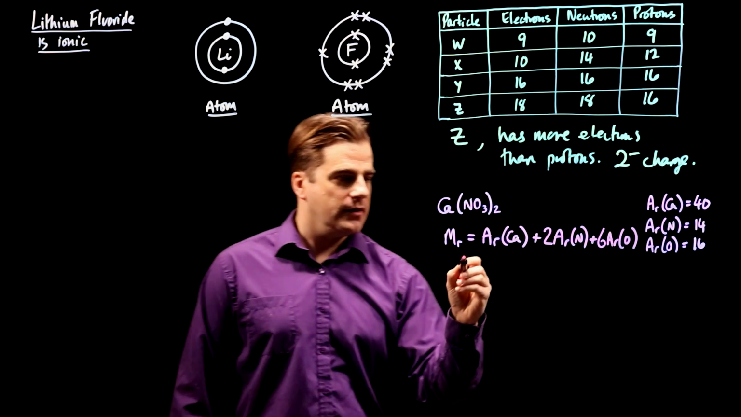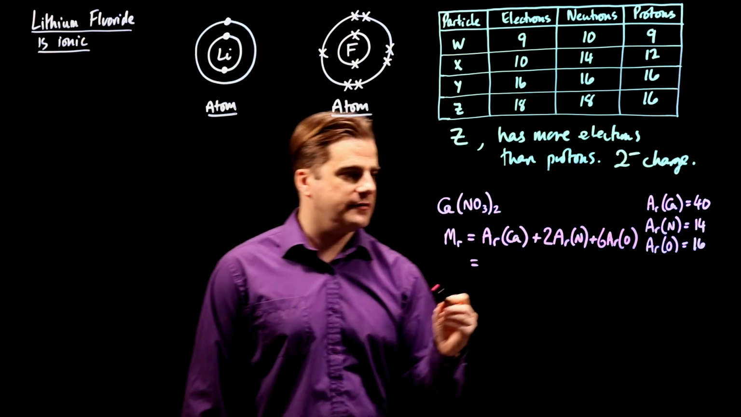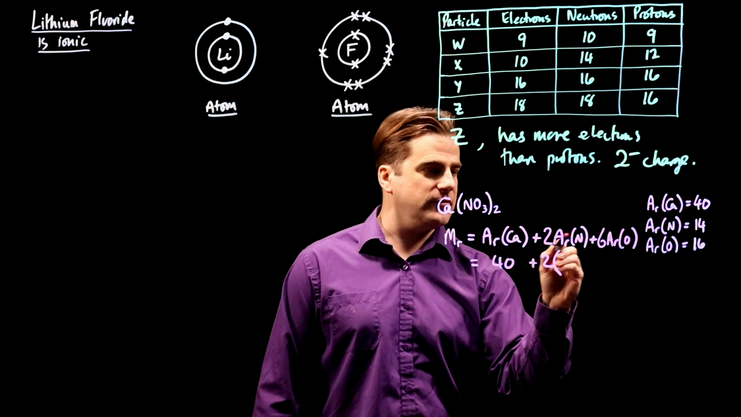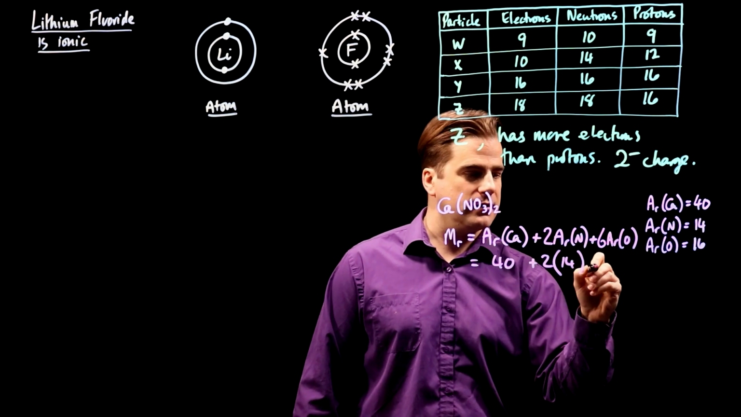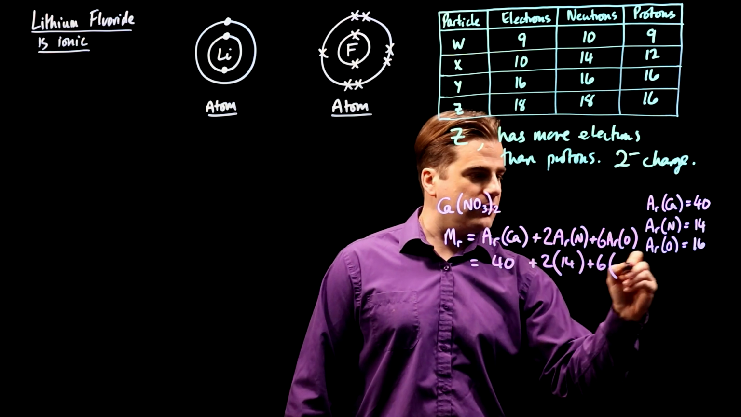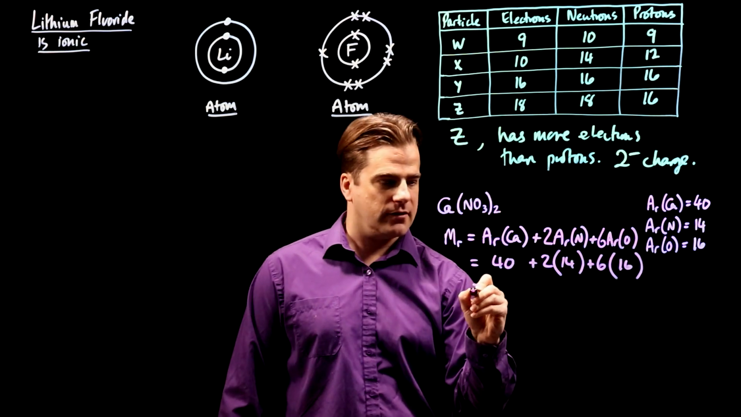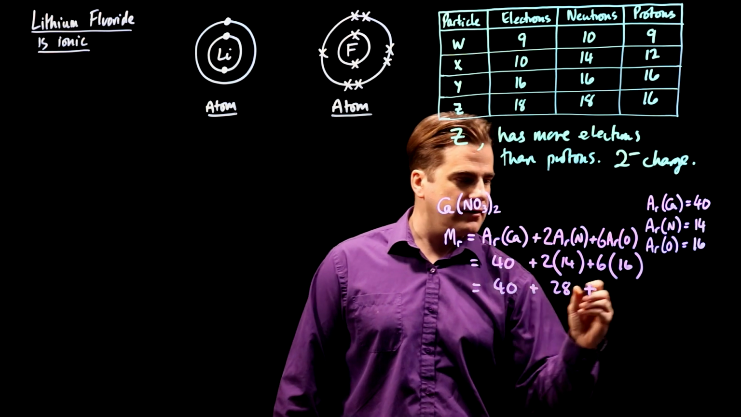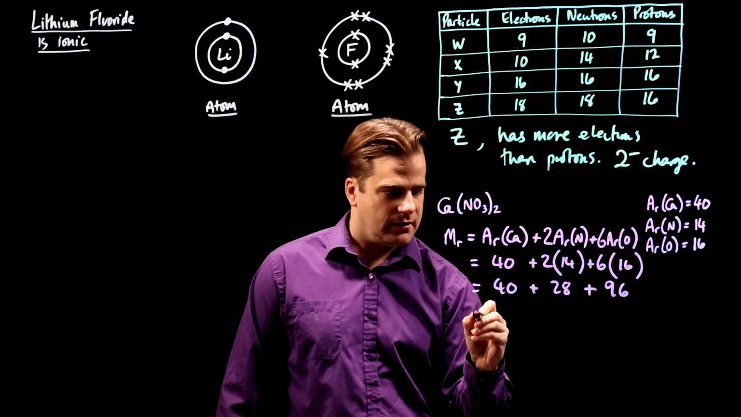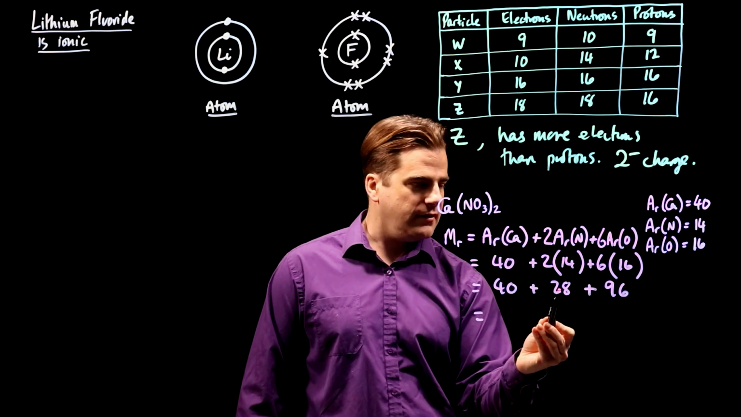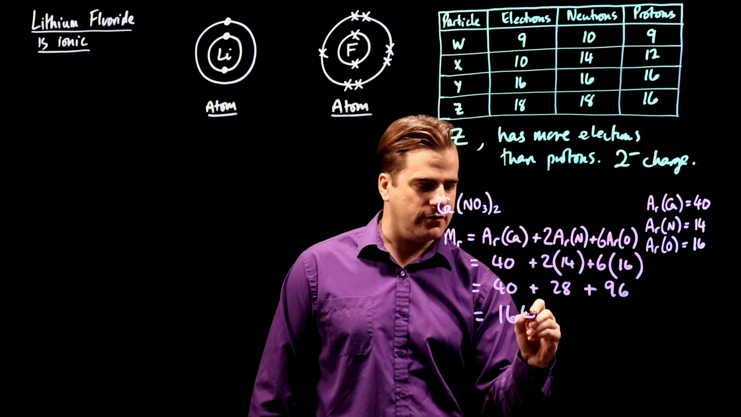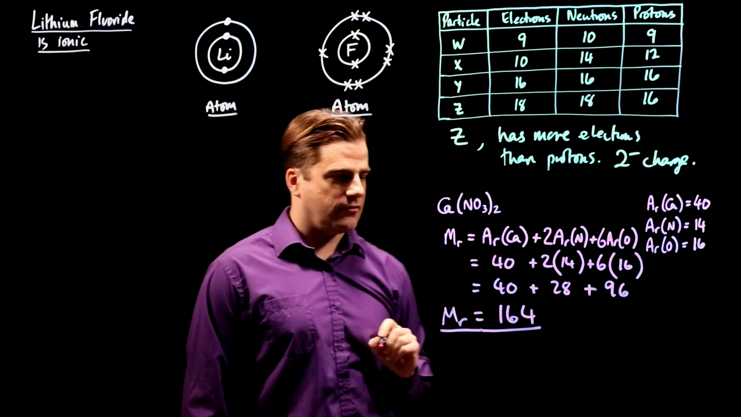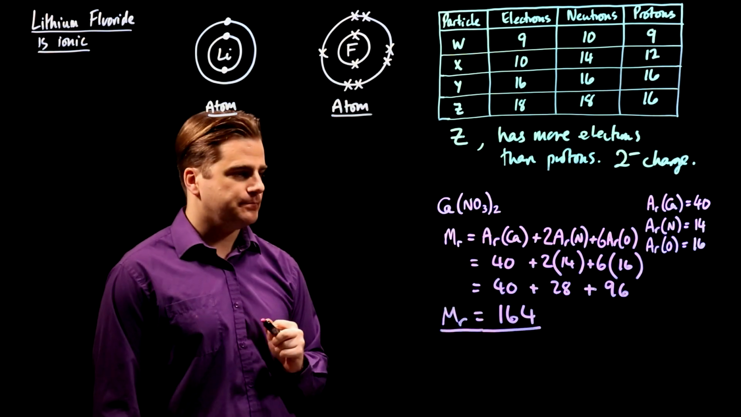Okay? So the MR of the whole thing is, AR of calcium is 40, 2 times the AR of nitrogen is 14, and 6 times the AR of oxygen is 16. So that's 40 plus 28 plus 96, which is 68 plus 96, is 164. There we go. MR of calcium nitrate is 164. Good.